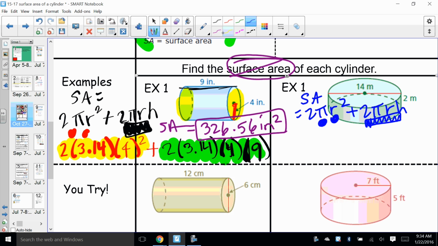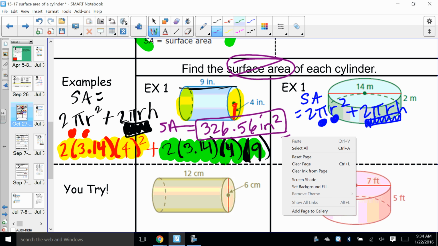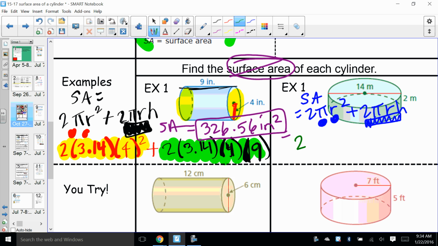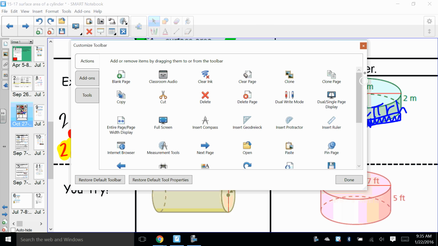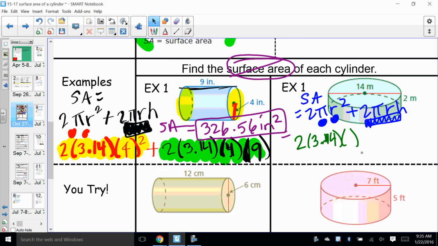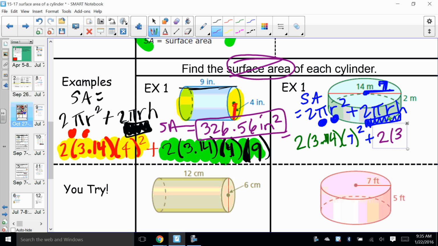All right, guys, here we go. So we're going to plug and chug. We have 2 pi radius. There's our pi. Radius squared. The radius goes from center to rim, so our radius would be 7, because our diameter is 14, so our radius is 7. We're going to square that. Plus, we have 2 pi. The radius is 7, and the height is 2. So that's 2 pi rh.